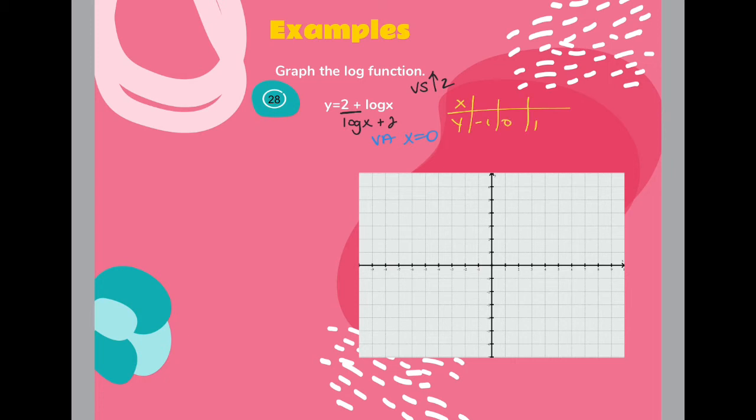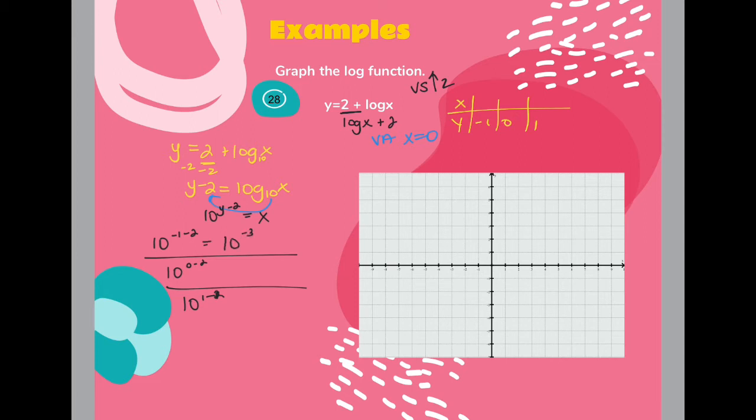-1, 0, and 1. This time, before you can convert it, you have to get the log on the side by itself. So this is log base 10 again, but I have to move this 2 before I can convert it to exponential. So I'm going to subtract the 2, and I get y minus 2 equals log base 10 of x. Then the 10 picks up the whole expression there. So 10 picks up y minus 2. And when I plug in, I'm plugging into that expression. So 10 to the -1 minus 2, 10 to the 0 minus 2, and 10 to the 1 minus 2.